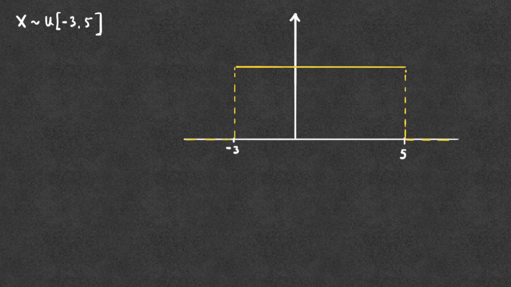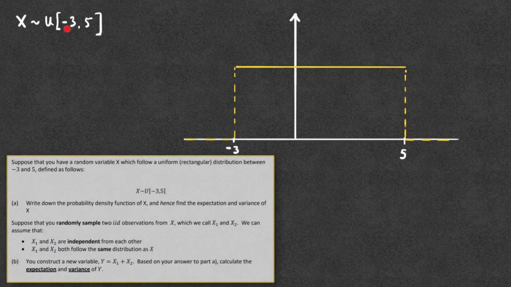We have a random variable x that follows a uniform distribution between -3 and 5. Now I've drawn out the probability density function for this random variable x. We can have increasing values of x along the horizontal axis, and the vertical axis represents the probability density function. The only thing that we've not added into this diagram is the height of the probability density function.